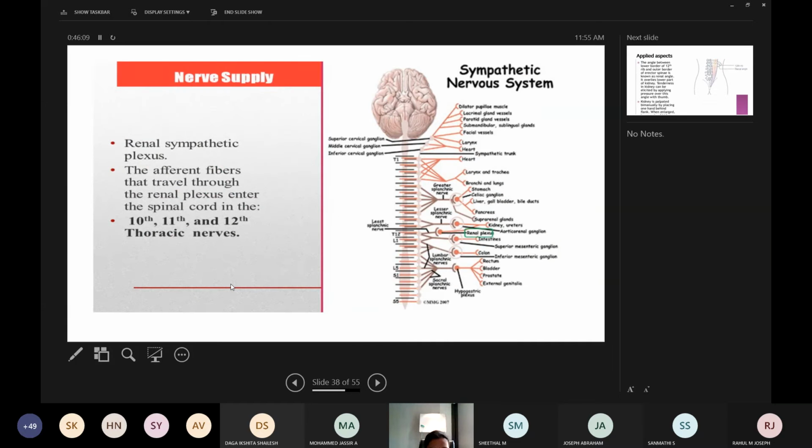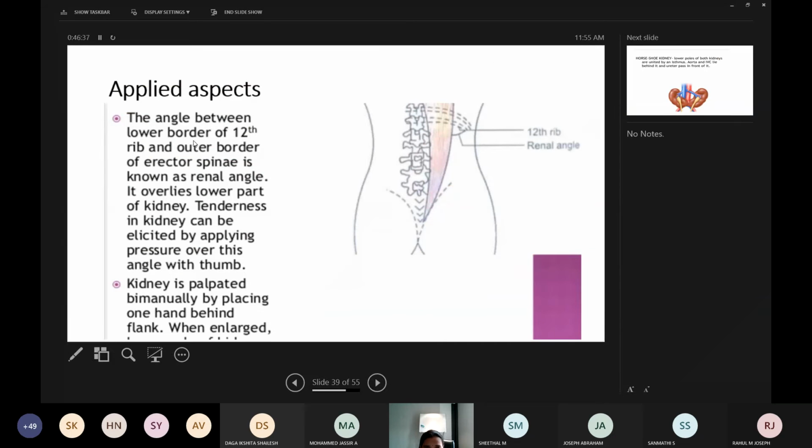Nerve supply: it is supplied by the 10th, 11th and 12th thoracic nerves. The afferent fibers pass through the renal plexus. If the capsule is stretched, the pain is referred to the renal angle. That part is called the loin. Then it radiates to what is called the groin.